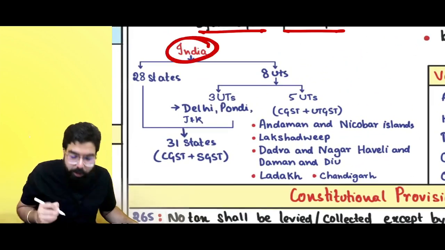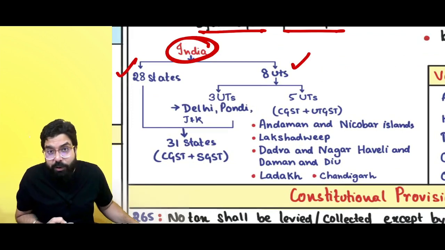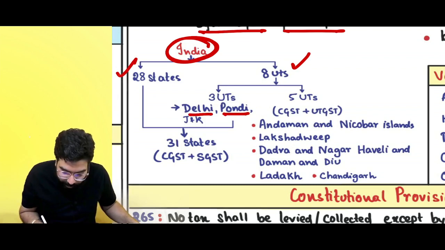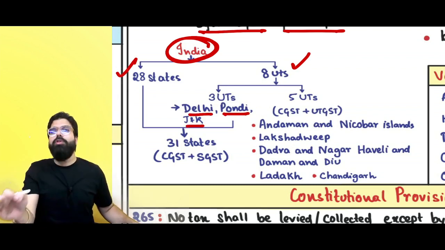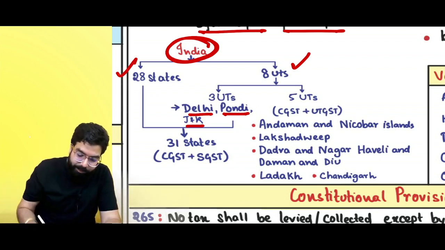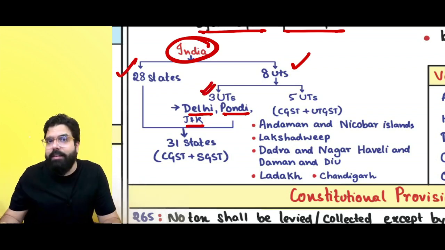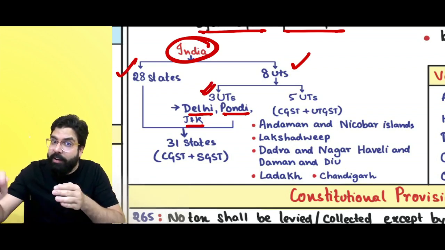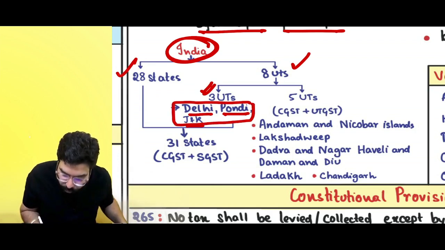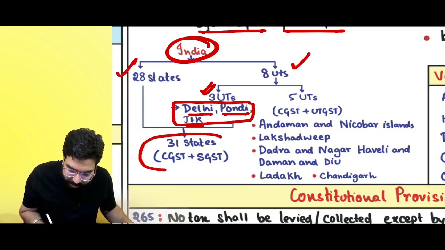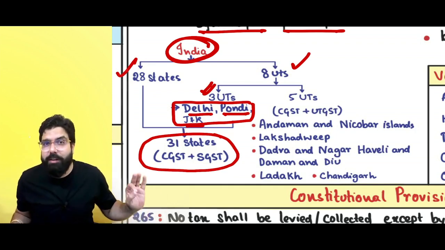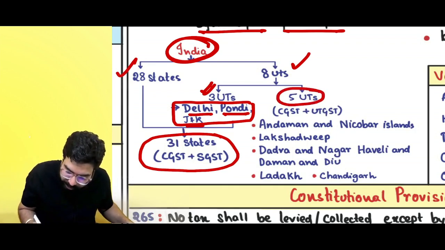India has 28 states and 8 union territories. Out of the 8 union territories, Delhi, Puducherry and Jammu and Kashmir are those union territories which have a legislature, and hence they are considered as states in GST. In GST, the definition of state includes UTs with legislature, and hence these three UTs with legislature are considered as states. And how many states are there in India? For GST purposes, remember 31 states and the remaining 5 union territories.